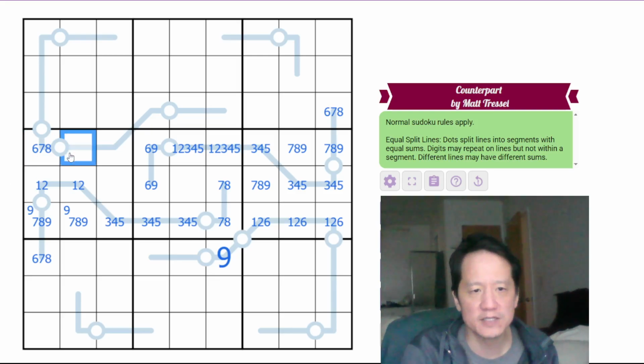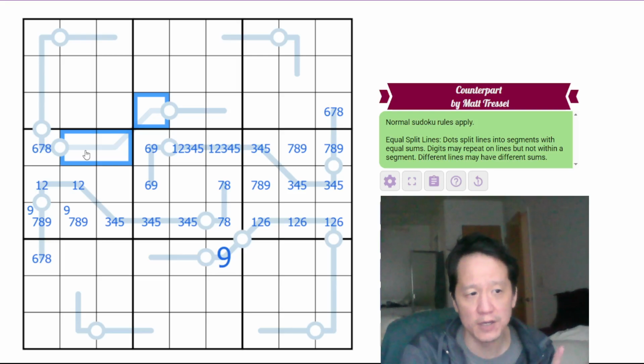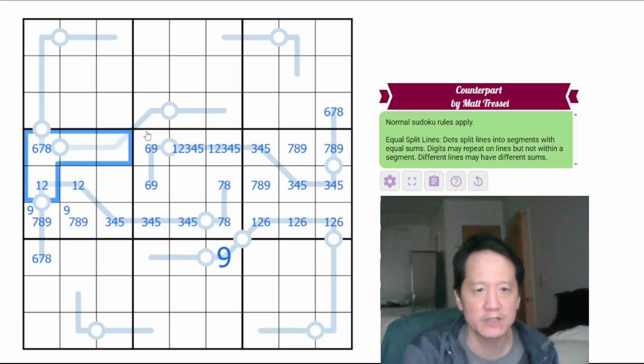Which means this set of 3 digits must require a 1. Well, where could the 1 be? Can't be here because of the 1, 2 pair in the box, so it has to be here. So this is a 1. This can no longer be 2. What's the minimum this could be? 3 and 4. So this has to be 1, 3, 4 here.